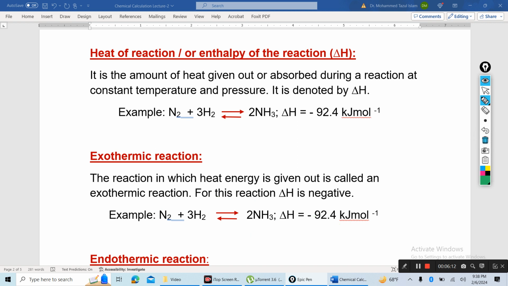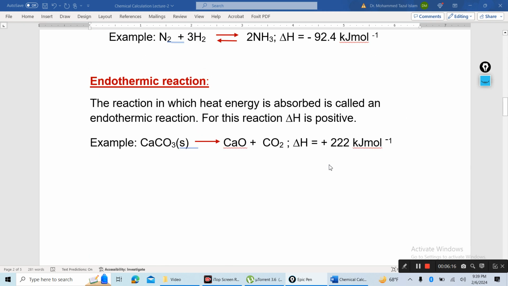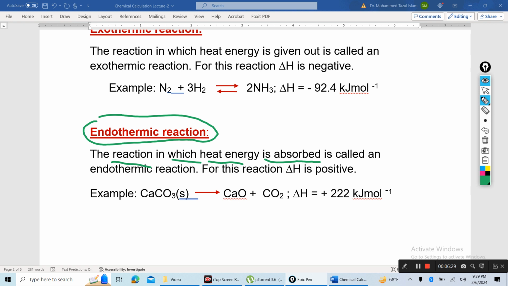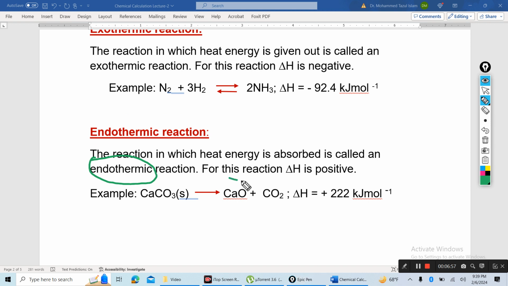Now you know what is endothermic reaction. Endothermic reaction, the reaction in which heat energy is absorbed or taken in, is called an endothermic reaction. The reaction in which heat energy is absorbed or taken in, that reaction is known as endothermic reaction. And you know, for this reaction, delta H value is positive.